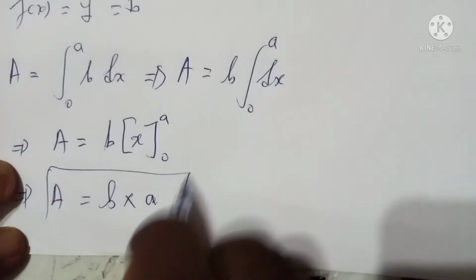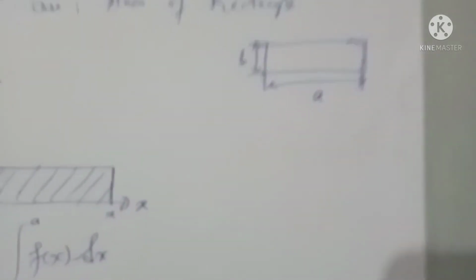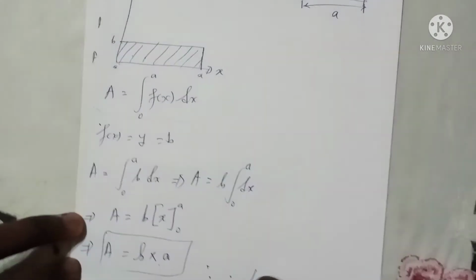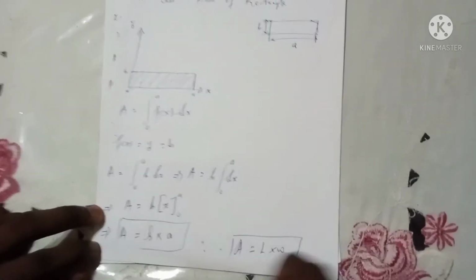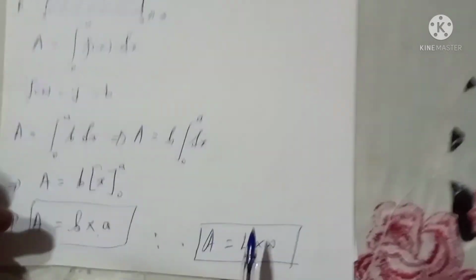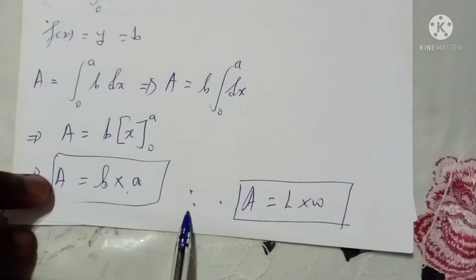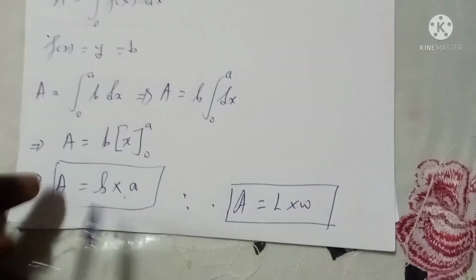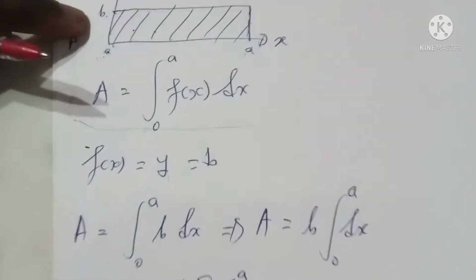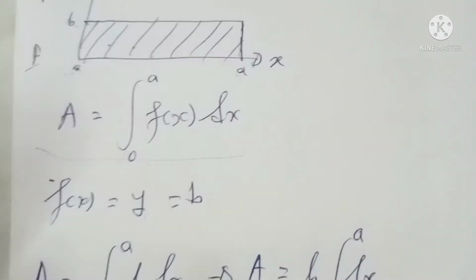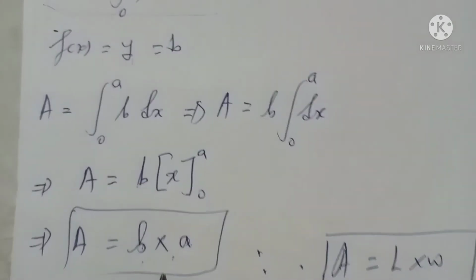Now, our value of b here is our width, and our a is our length. So we say, therefore, the area of a rectangle is equal to length times width. So you can all see where the idea of area of a rectangle being length times width comes from: integration of the function y equals b from 0 to a.